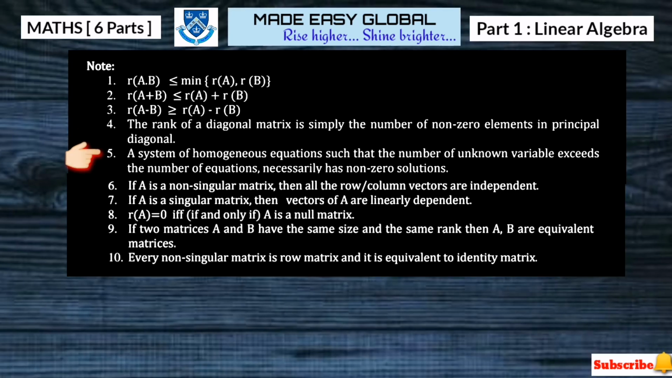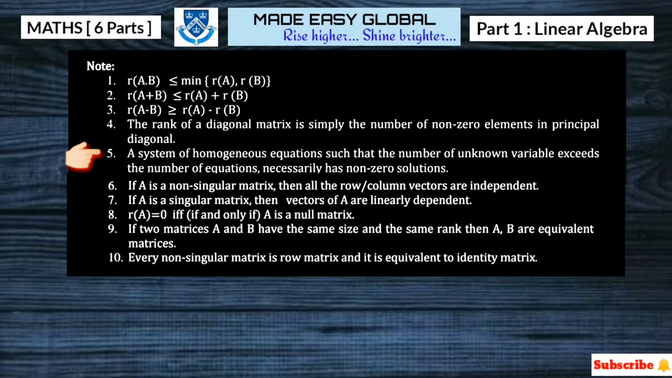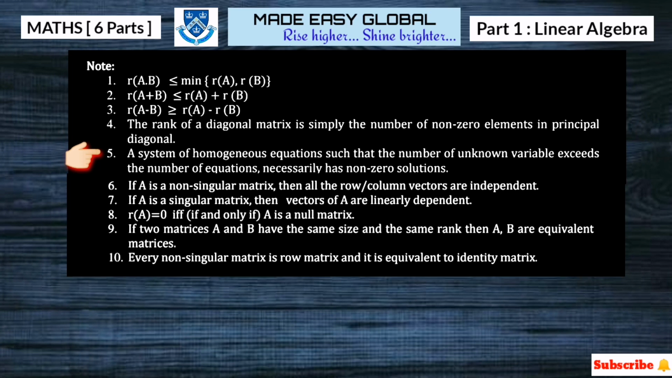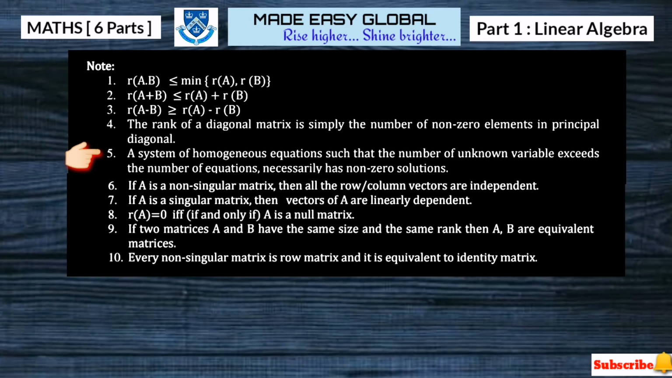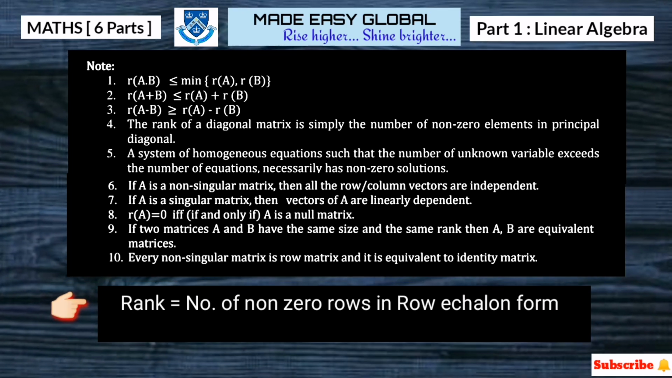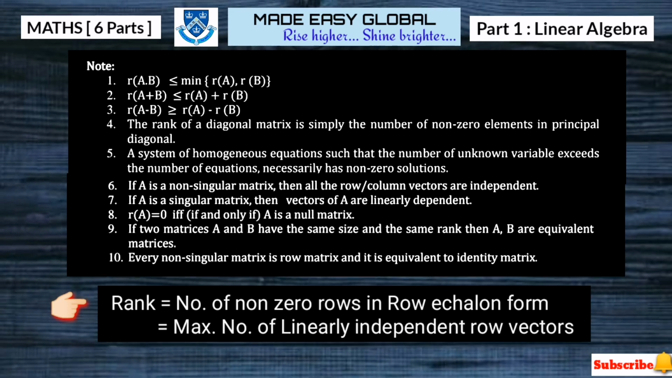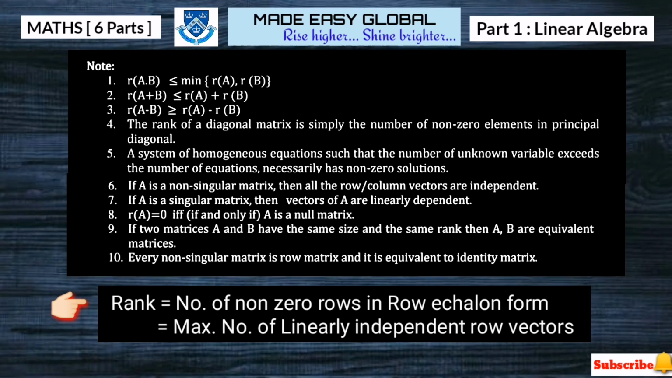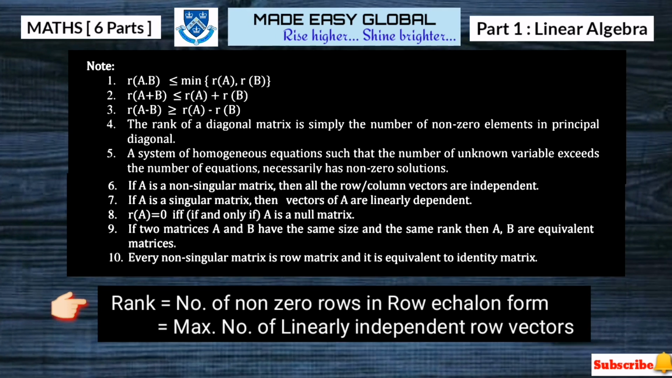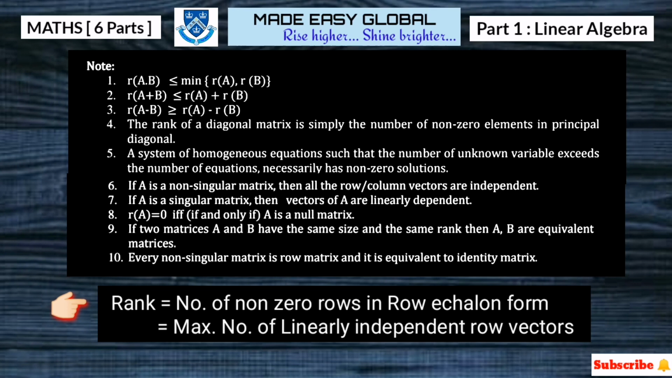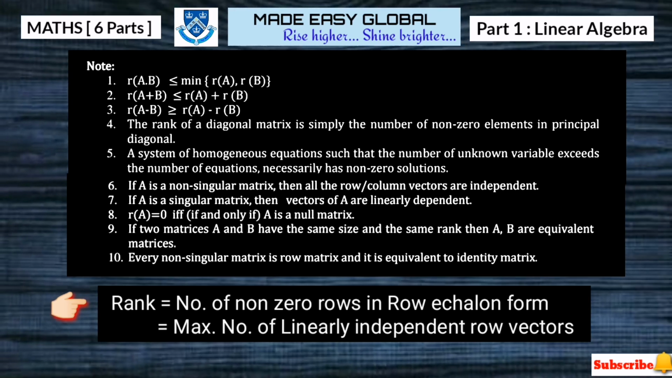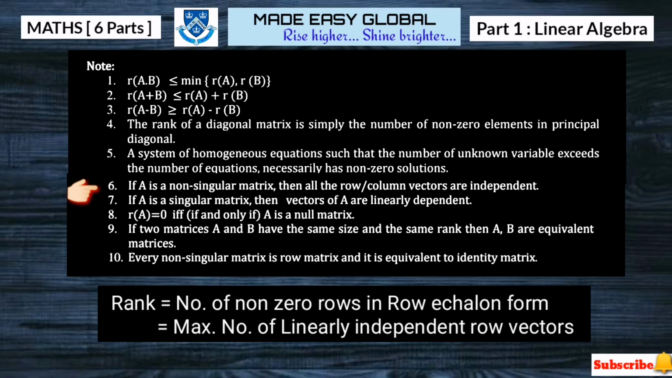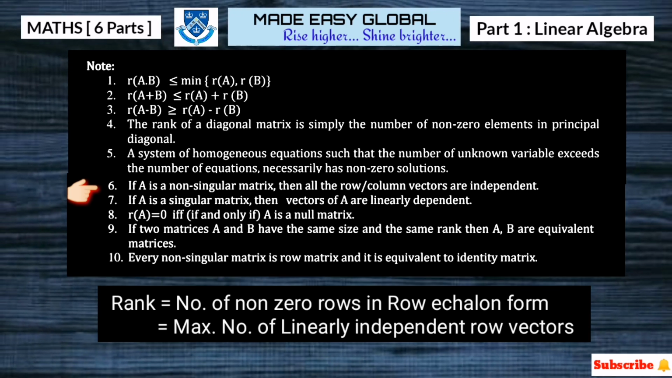Then a system of homogeneous equations such that the number of unknown variables exceeds the number of equations necessarily has non-zero solutions. So in general, for finding the rank of a matrix, it is the number of non-zero rows in its row echelon form, or in other words, you can say that it is the maximum number of linearly independent row vectors.